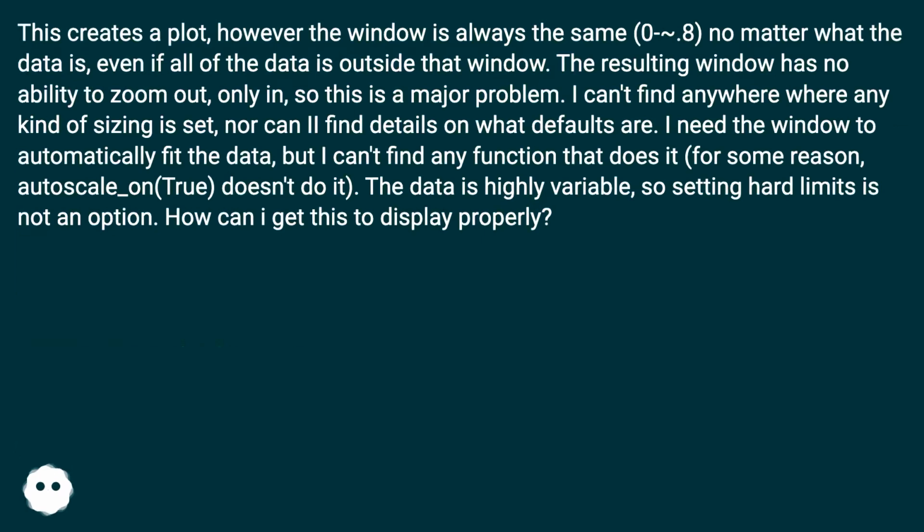This creates a plot, however the window is always the same, 0.8, no matter what the data is, even if all of the data is outside that window. The resulting window has no ability to zoom out, only in, so this is a major problem. I can't find anywhere where any kind of sizing is set, nor can I find details on what the defaults are.